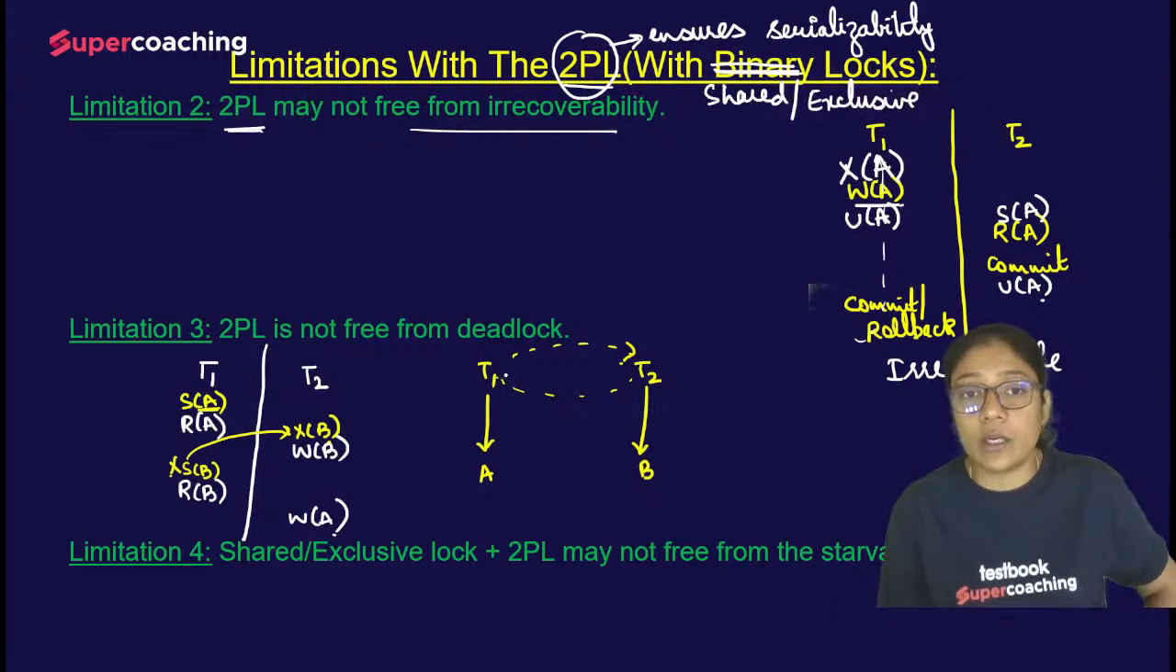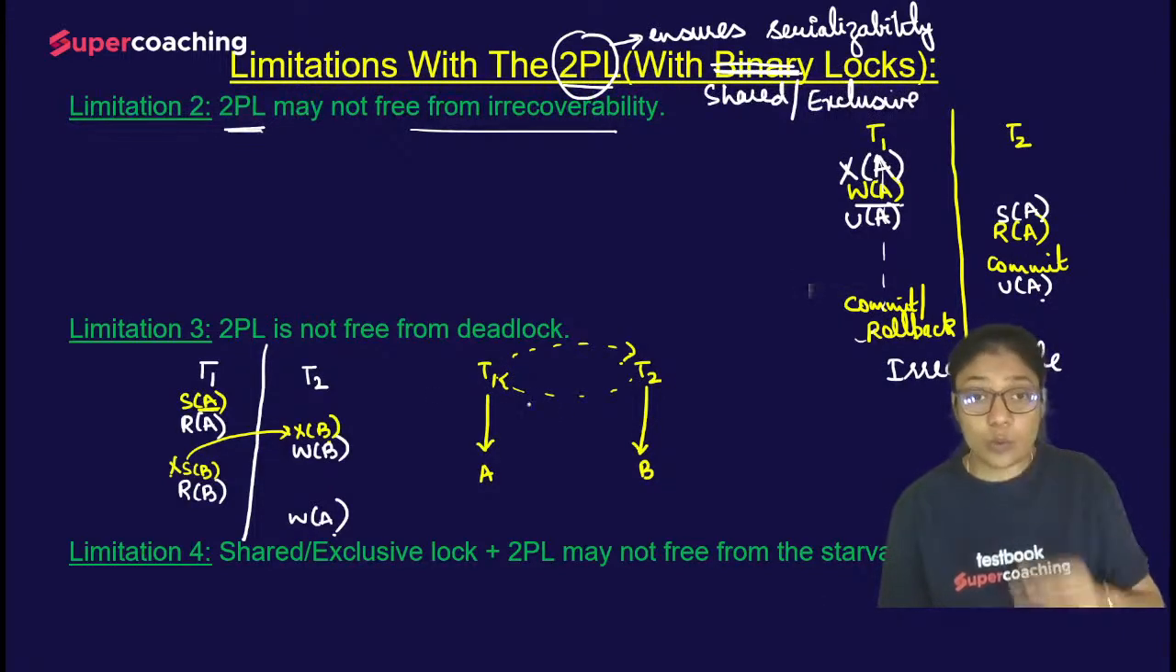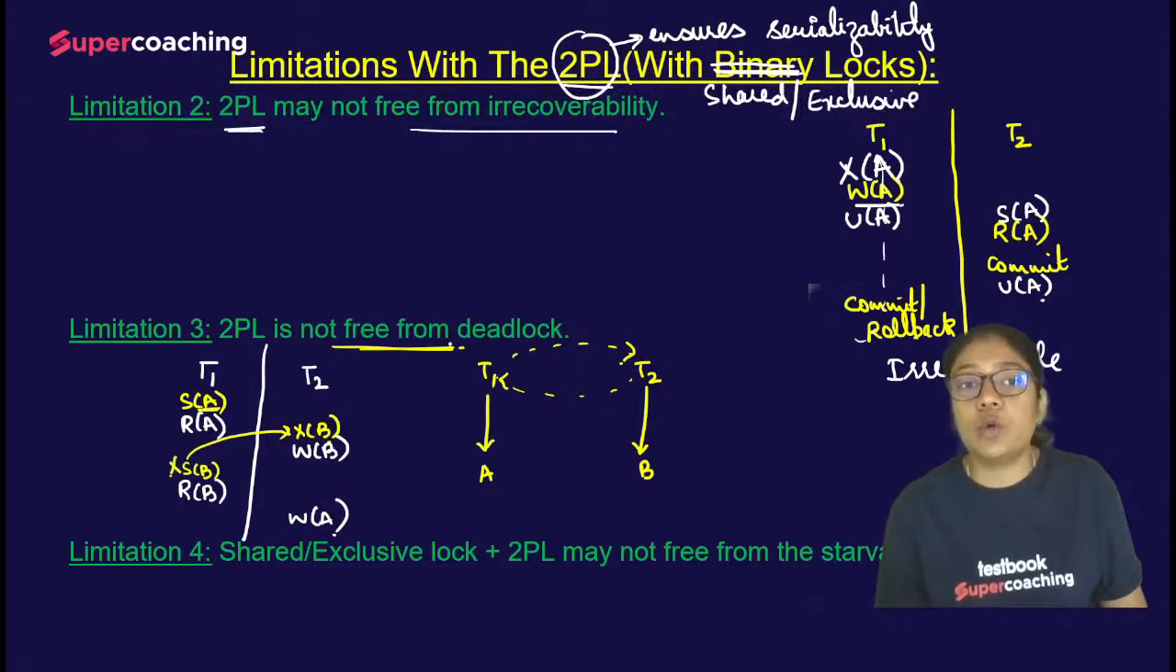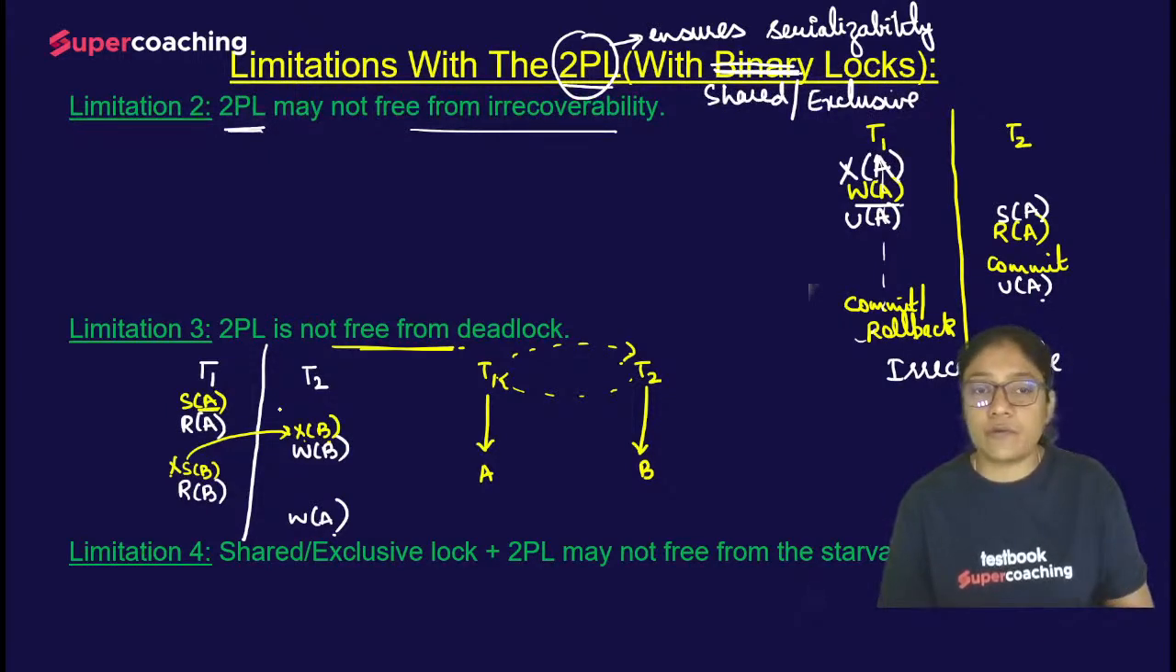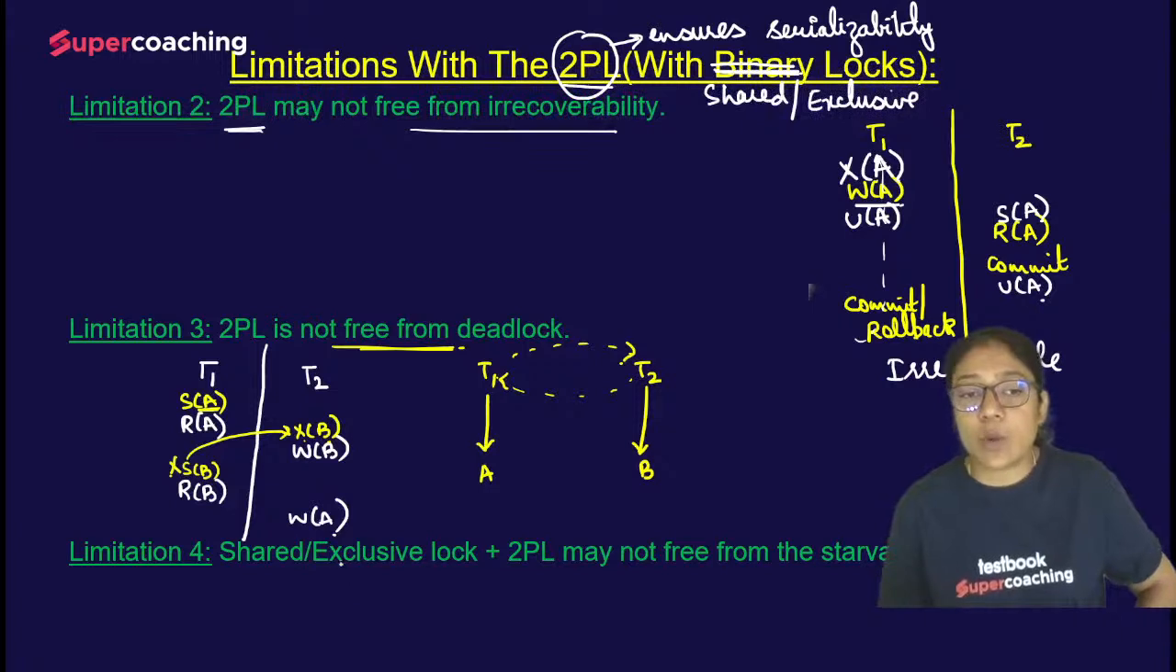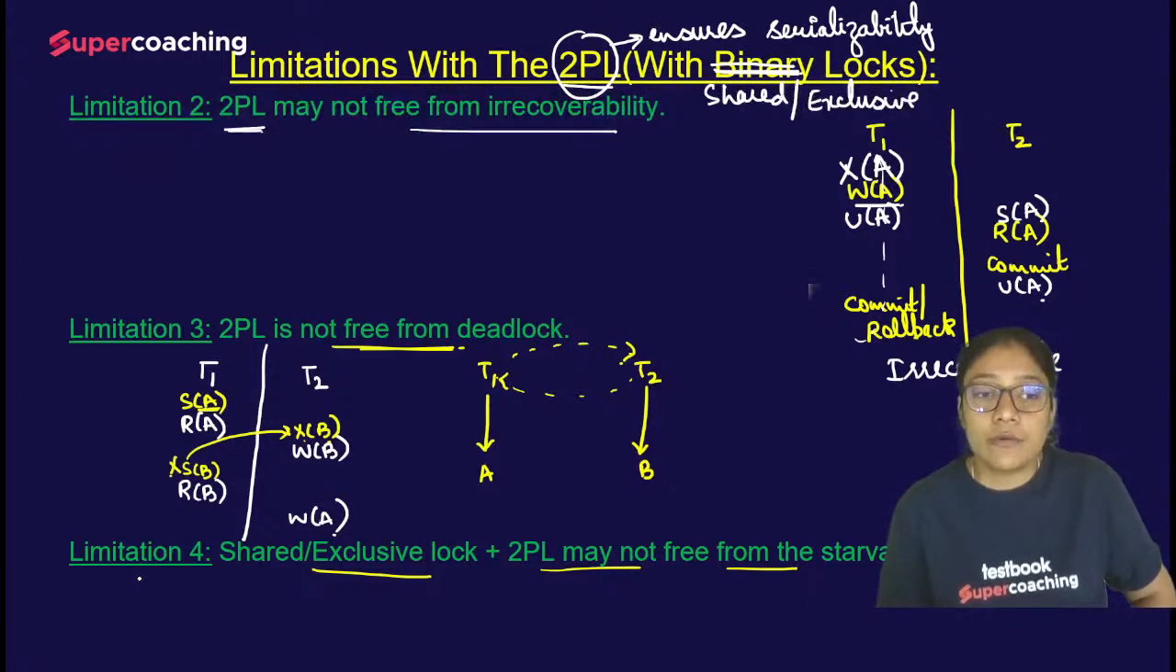T2 is waiting for T1 to release the lock, so we can say that it is not free from 2PL. Even if you use the concept of shared and exclusive locks, still it is not free from deadlock. Next one, shared or exclusive lock plus 2PL may not be free from starvation. How is it not free from starvation?